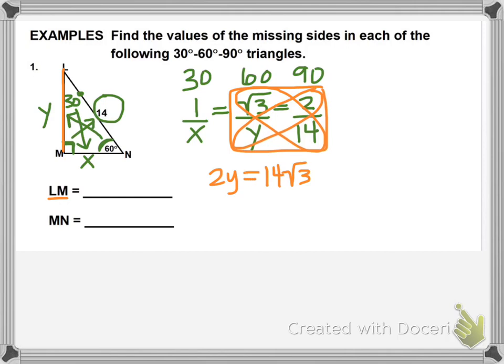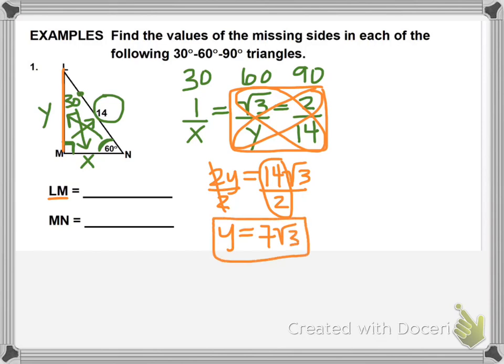We're going to do that by getting rid of the 2, which is going to be by dividing both sides by 2. 2 divided by 2 is 1. Y equals. Now the way I would divide this, because 2 is not under the radical symbol, I'm only going to divide it into that 14 that's also outside of the radical symbol. So I just have to simplify this part of the fraction, which is 7. 14 divided by 2 is 7. And then the square root of 3. So this is the length of y, which was LM. So LM has a length of 7 square roots of 3.